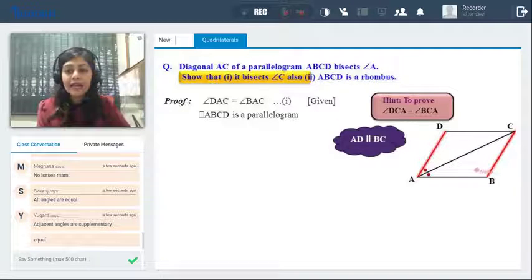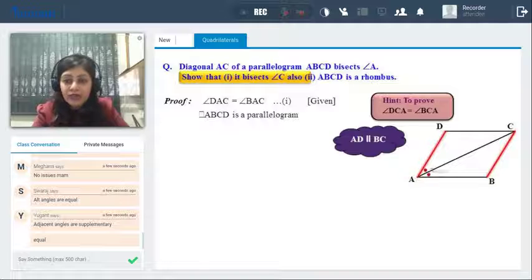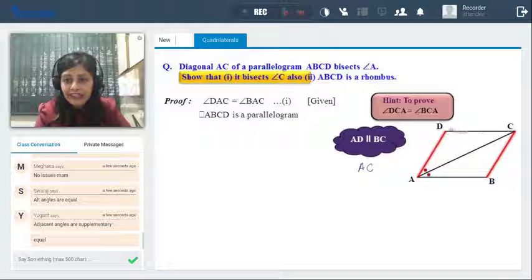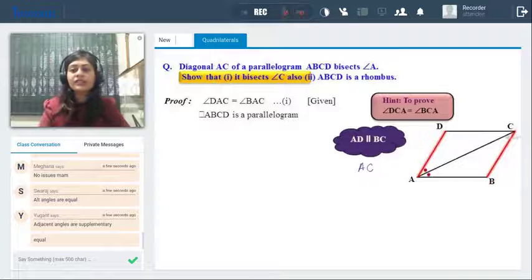It says AD and BC are parallel to each other. And look at transversal AC. We are going to look at transversal AC. So what do we see? Pay attention. I'm going to move this. So we have AD parallel to BC, with AC as the transversal.